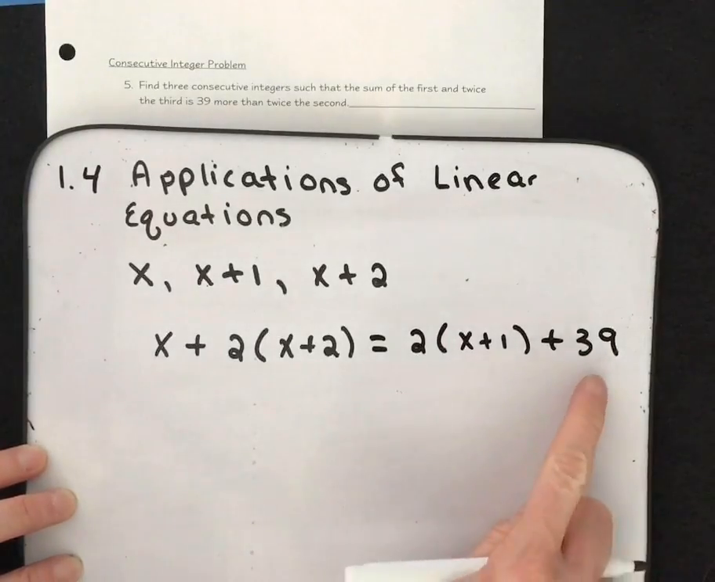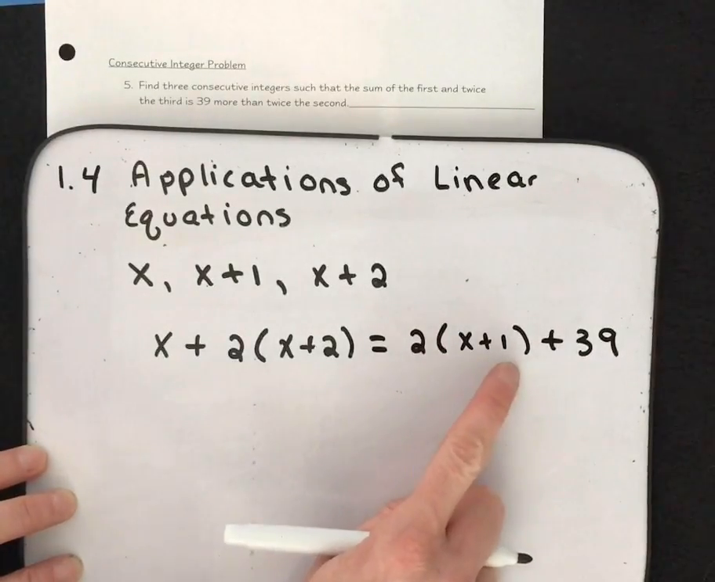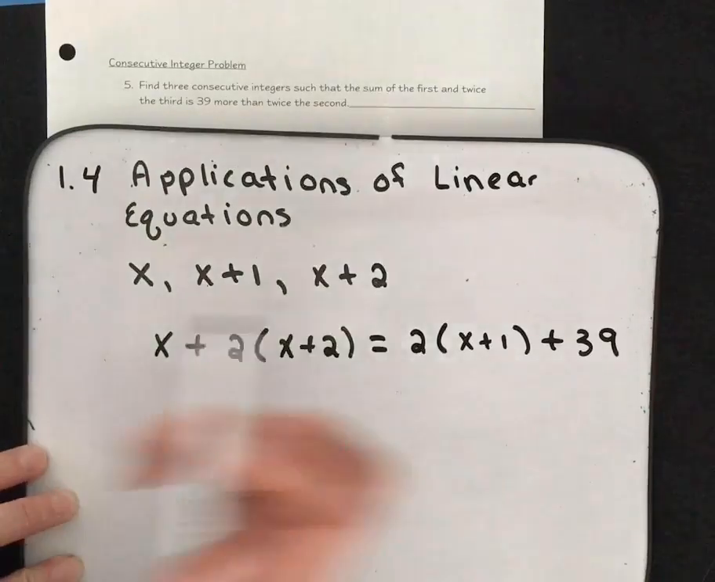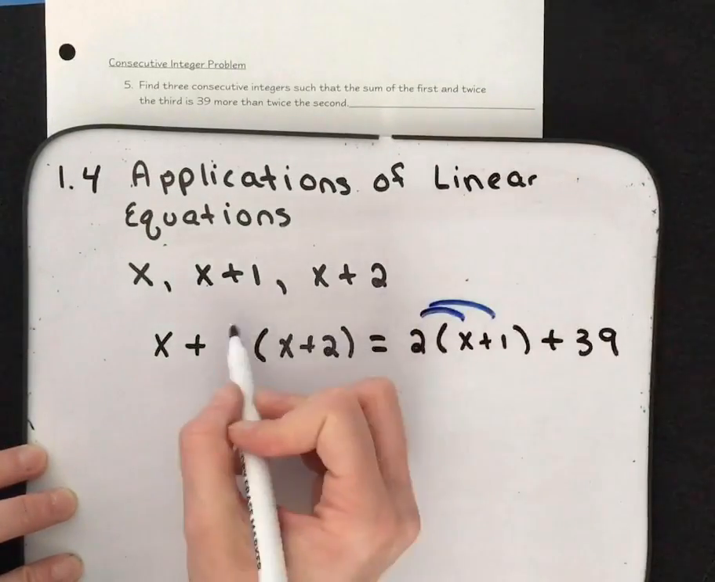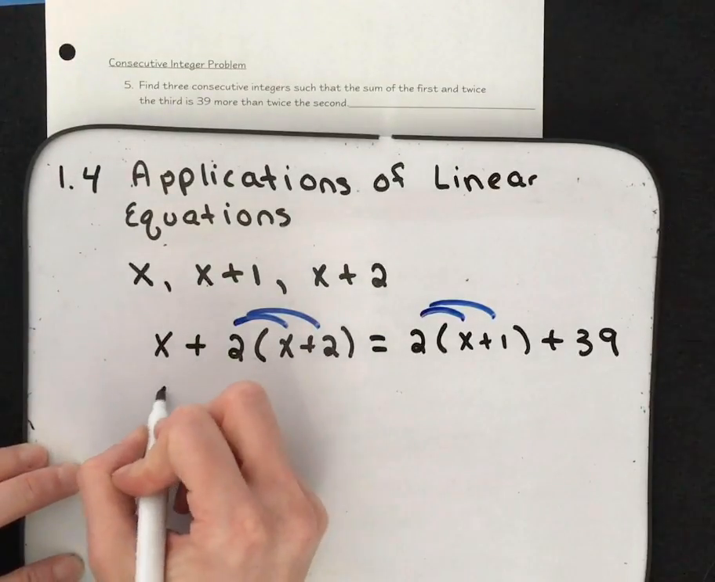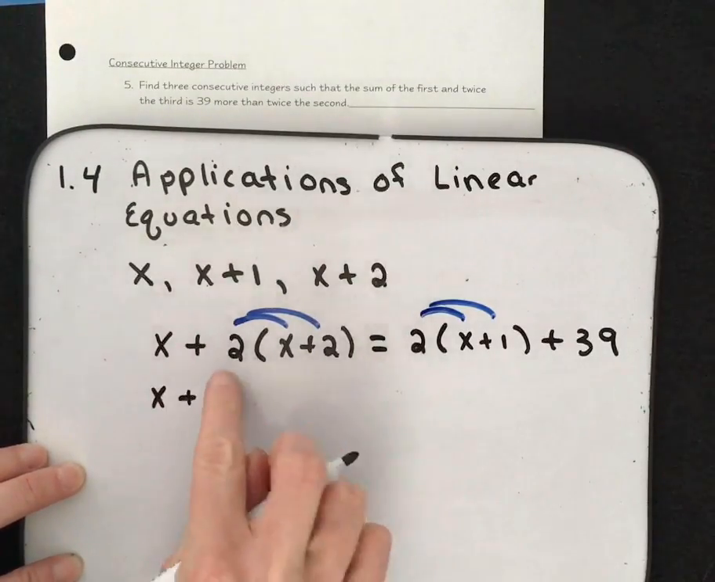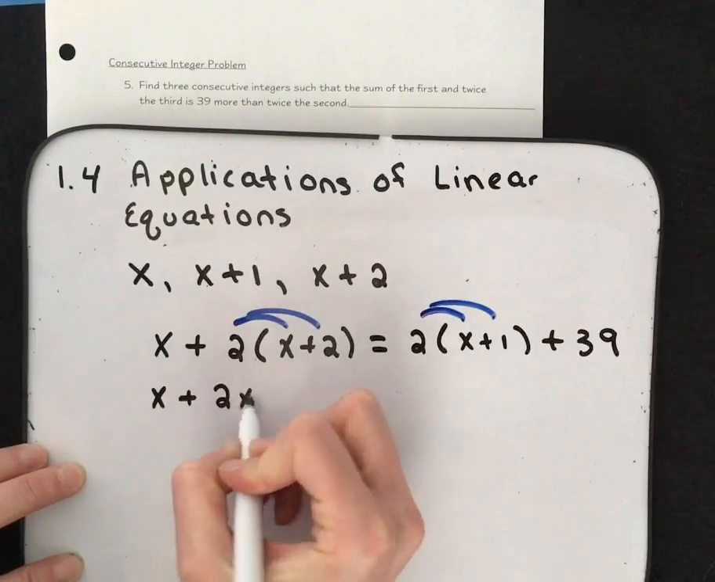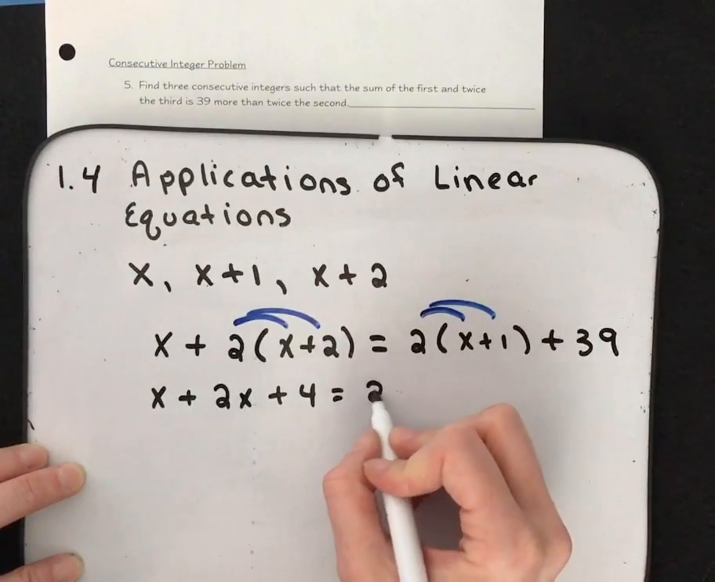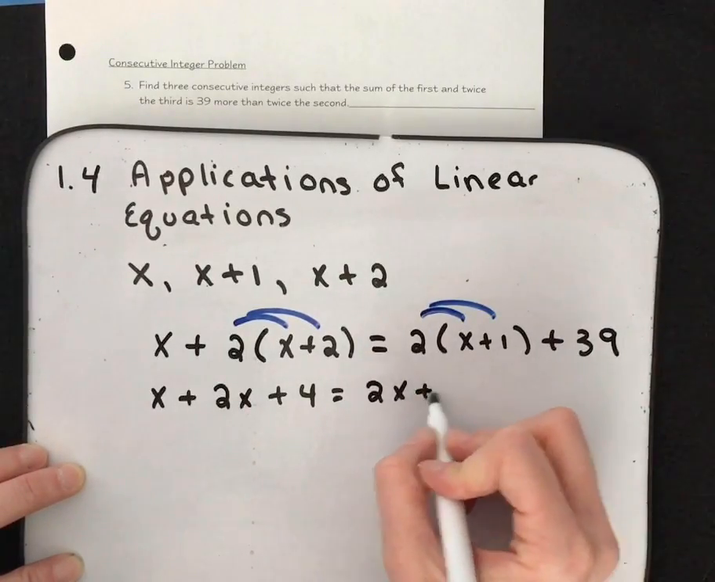It would be okay if you did 39 plus the 2x plus 1. That's fine. If it is less, it always has to go at the end, so sometimes it's nice to have it always in the same format. So now we can do our distribution here and here, and we'll be left with x plus 2 times x is 2x, 2 times 2 is 4, 2 times x is 2x, 2 times 1 is 2.